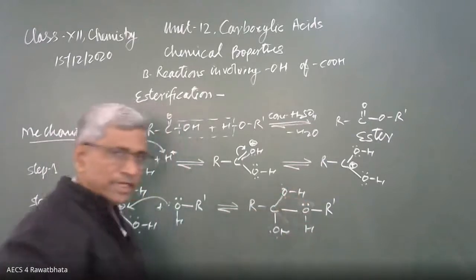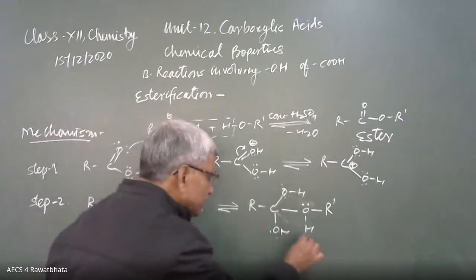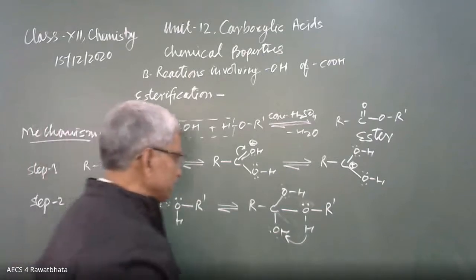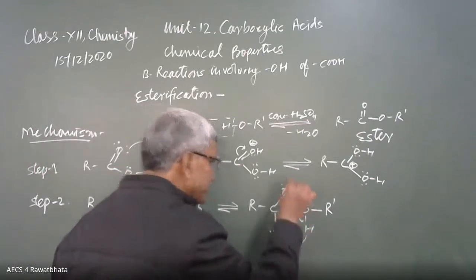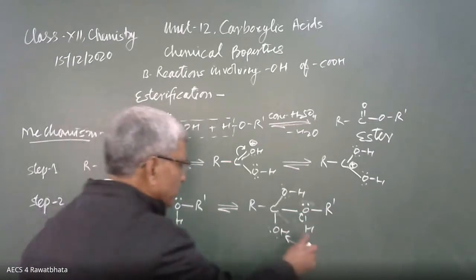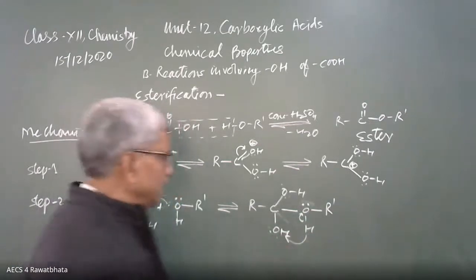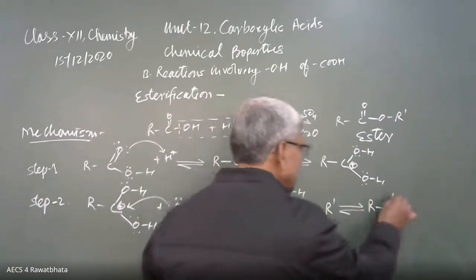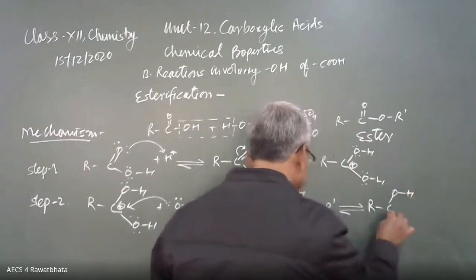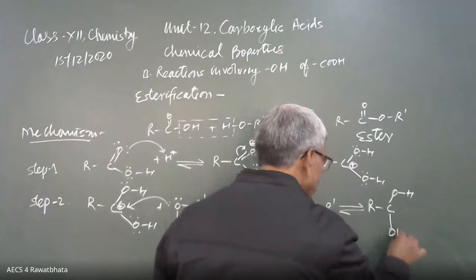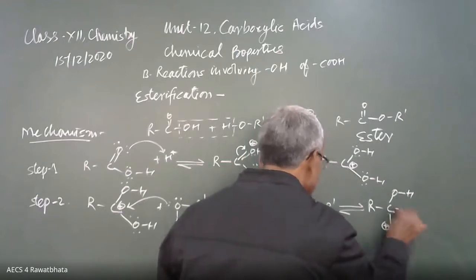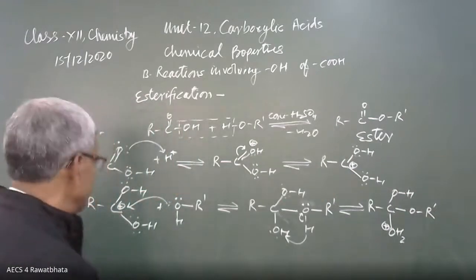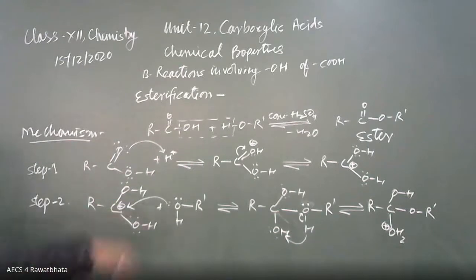Then there is proton transfer. This H positive is transferred from here to this side. In this proton transfer, the shared electron shifted towards oxygen, and this H positive joins to the OH and forms another intermediate. Here is R bond C, here is OH, and here is OH2 with positive charge, and here is OR dash. Okay. So for another one, we can take step 3, or we can write in a continuation manner.